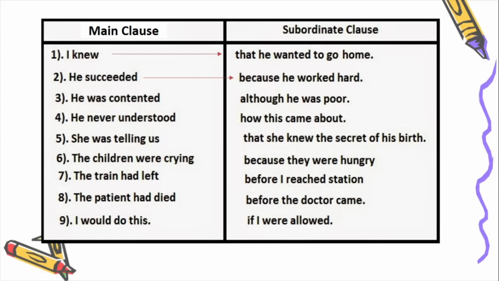She was telling us that she knew the secret of his birth. The children were crying because they were hungry. The train had left before I reached the station. The patient had died before the doctor came in. I would do this if I were allowed. Okay, there is a full stop after this, which is a misprint. It's printed by mistake. So do not consider the full stop after the this. So these are example sentences where the main clause and the subordinate clause have been segregated and you can clearly see which the main clauses are.